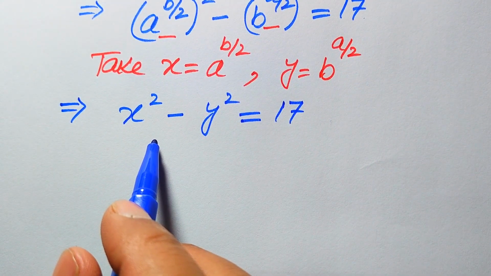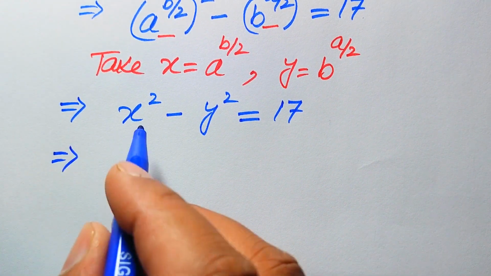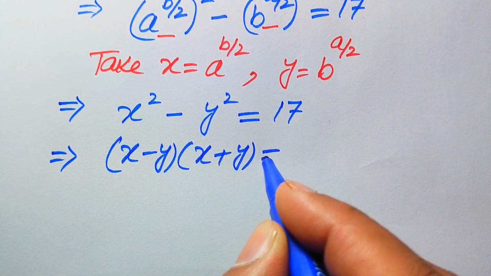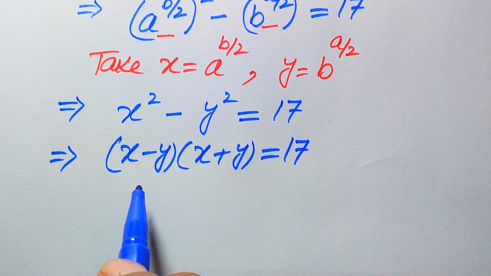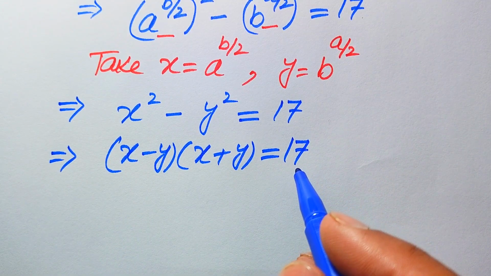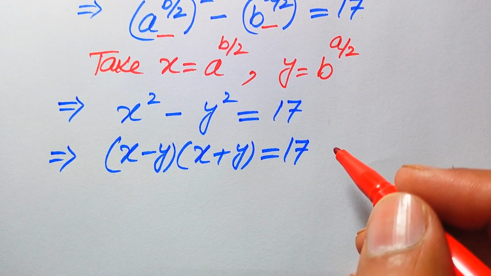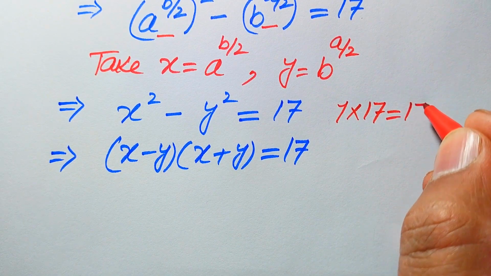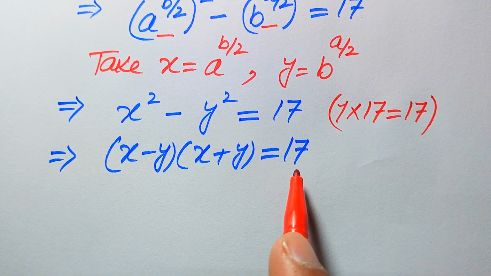Now we get the left hand side x square minus y square equals 17, and we know that x square minus y square is a very famous algebraic formula, equal to x minus y times x plus y, equals 17. You see that on the left hand side there are two factors multiplied by each other, but on the right hand side we have only one factor. So we need to find two positive integers whose product is 17. These are 1 times 17 equals 17. So we get only one possibility in which the product of two positive integers becomes 17.